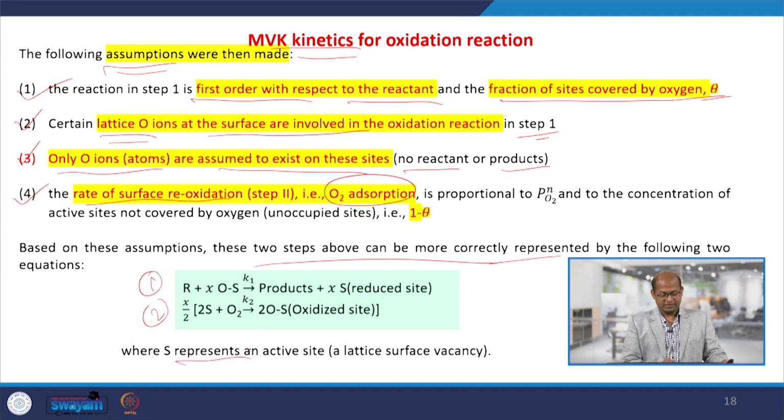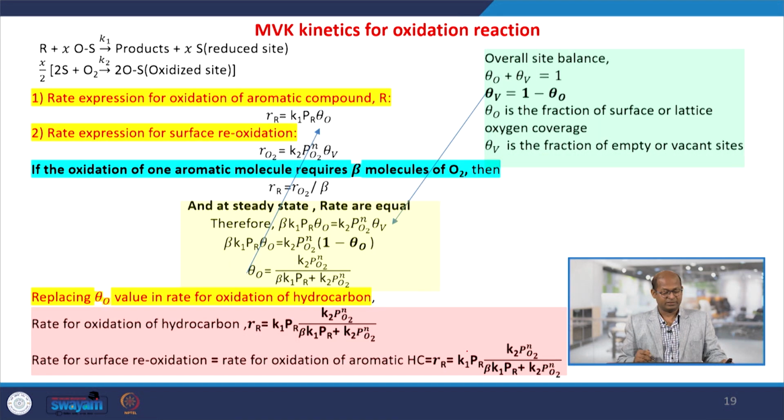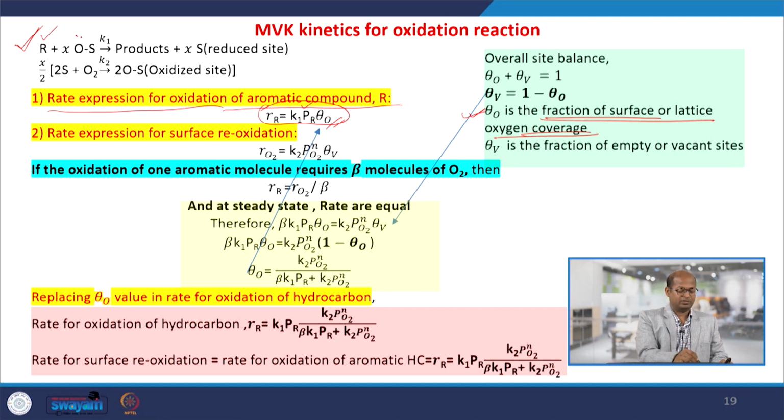Here S is the lattice site, or active site. For the rate expression for the oxidation of the reactants, we can write r equals k1 times the partial pressure of R times theta 0, where theta 0 is the fraction of lattice oxygen sites, the lattice oxygen coverage. These are the surface site concentrations and reactant concentrations we need, and this way we can write the rate.